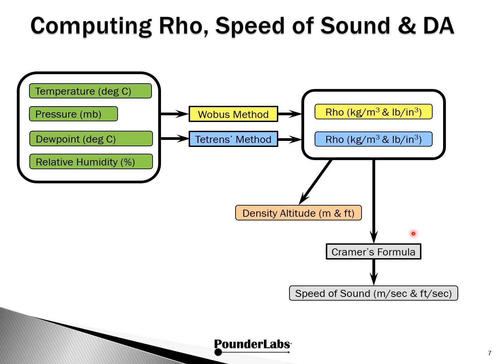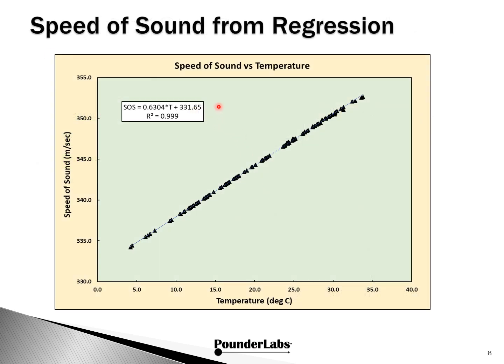But we do go on and use the Kramers formula for calculating the speed of sound. The Kramers formula is very detailed and takes in environmental factors such as air density and barometric pressure. But the speed of sound is almost entirely dependent on temperature. So if you can live with probably less than 0.5% error, you can use this regression equation right here for computing the speed of sound.